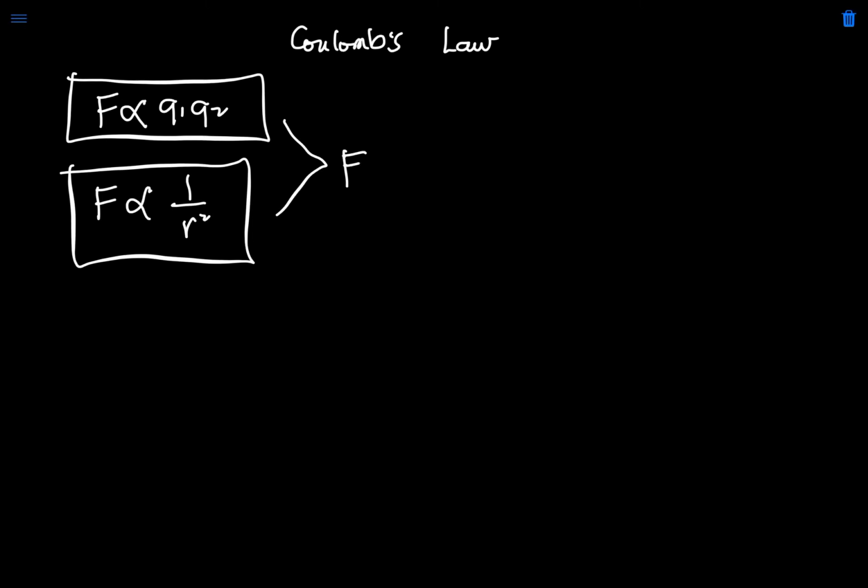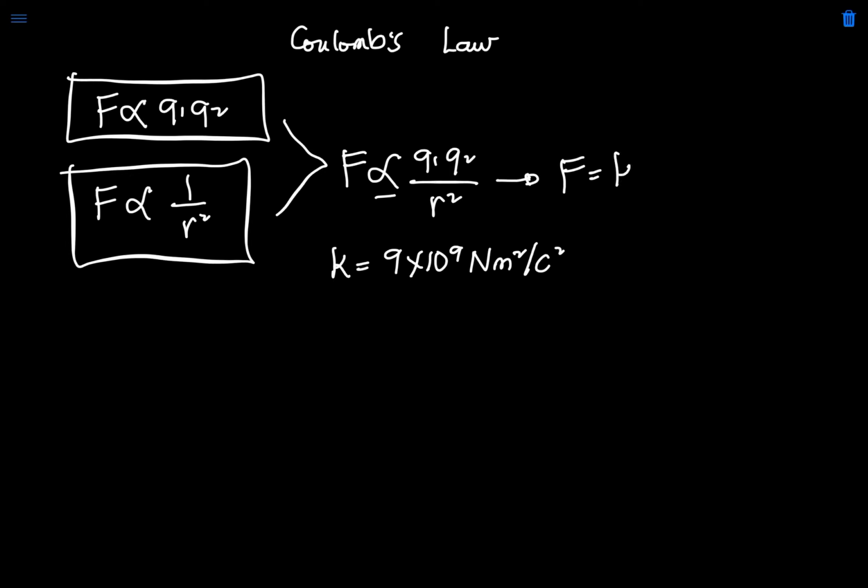We will have force is directly proportional to Q1 and Q2, and this is inversely proportional to the distance between them, or r squared. Now our goal here is to remove this proportionality sign and to transform this into an equal sign. To do that, let's introduce a proportionality constant known as k, and this has a value of 9 times 10 raised to 9 Newton meter squared per Coulomb squared. Thus, our formula will become F is equal to k times the quantity Q1, Q2 all over r squared.